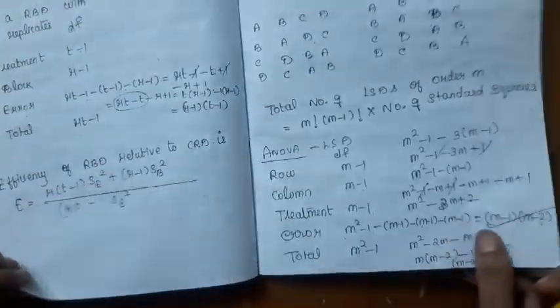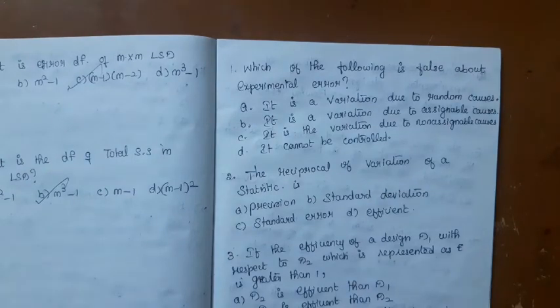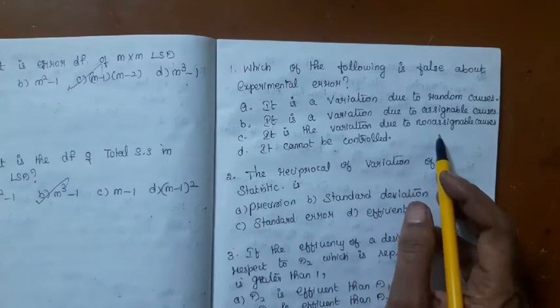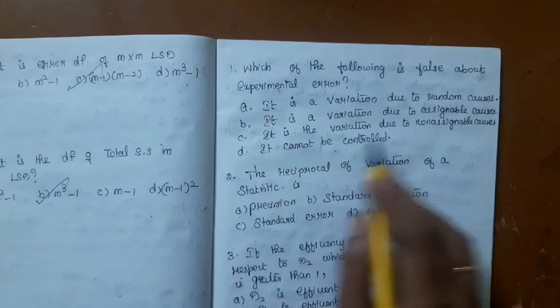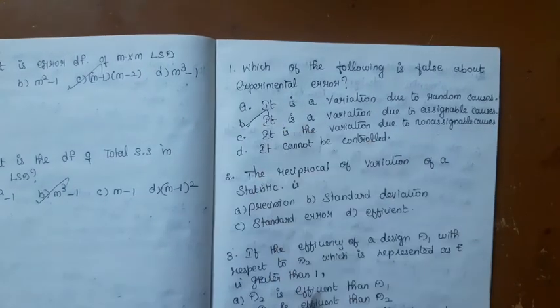Okay, fine. Now, based on this, let us discuss today's questions. Which of the following is false about experimental error? It is a variation due to random causes. It is true. It is a variation due to assignable causes. No, it is false. It is a variation due to non-assignable causes. It is true. It cannot be controlled. It is true. So this alone is false.